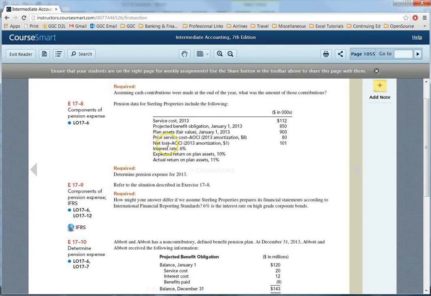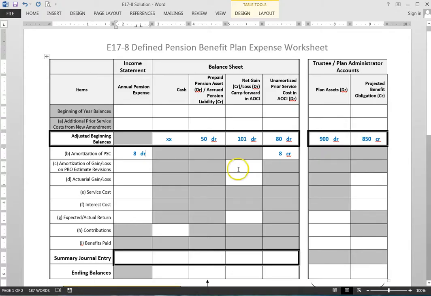So we have net loss, AOCI, amortization is $1,000. There's the beginning balance of 101, and we are going to amortize by $1,000 this year. Once again, amortization means reducing the balance. And so if I'm going to amortize this account, it has to be a credit entry. I've got a net loss that's being carried forward, and I'm going to reduce that loss by $1,000.